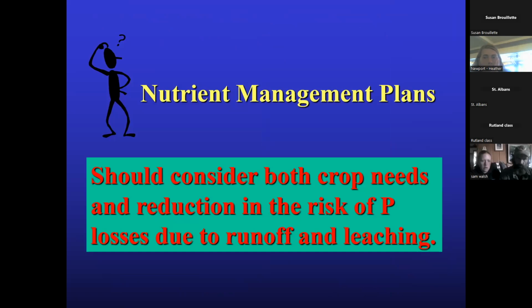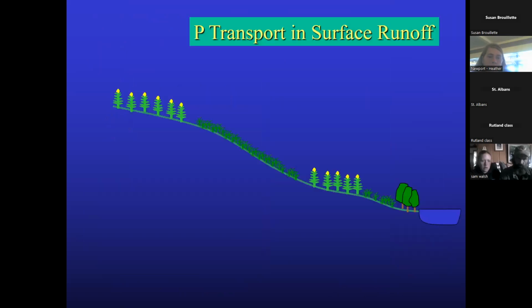All right, so let's get to the P index so we can break for lunch. 11:38. We need to consider the risk of phosphorus loss. We're going to use the P index to do it. That's in Go Crop, but I'll show you how it works.